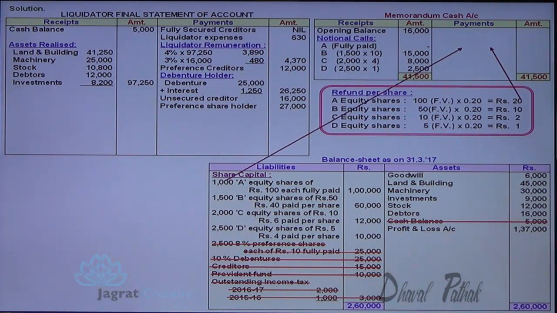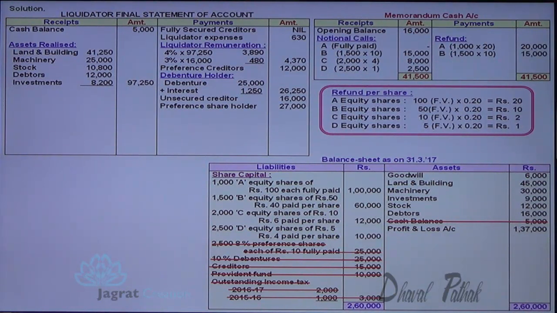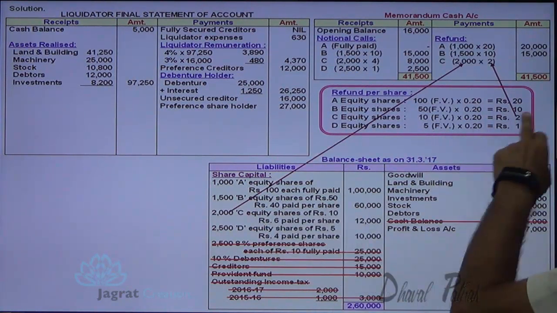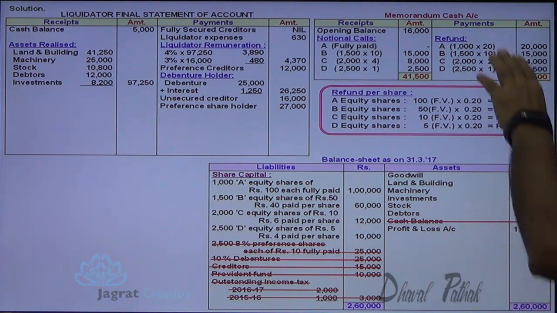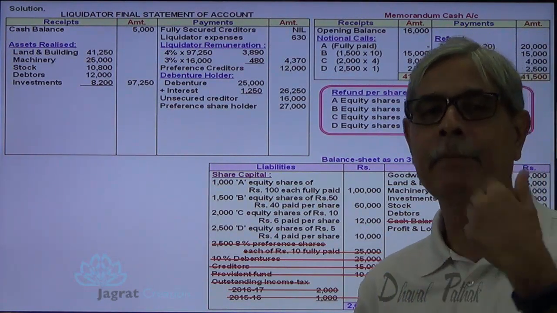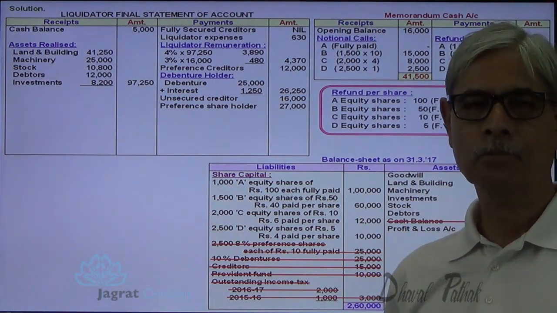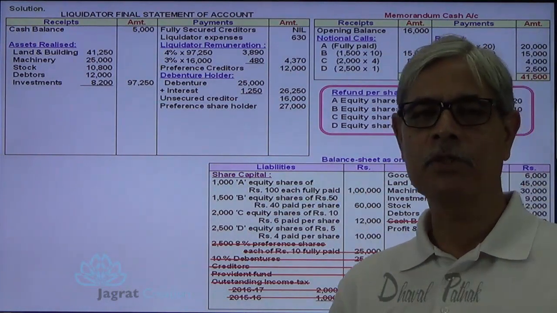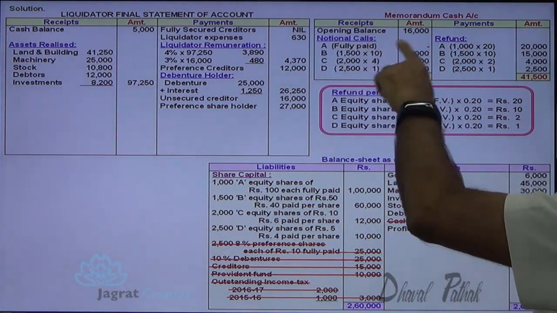So, if I go for refund, 1,000 shares at 20, so 20,000 is to be paid. Now 1,500 into 10, 15,000 is to be paid. 2,000 into 2, 4,000 rupees is to be paid. And 2,500 into 1, this is to be paid. This is a notional refund. Notional refund means imaginary refund. If they have paid all these last calls, all the categories of shareholders are entitled to have this much of refund.